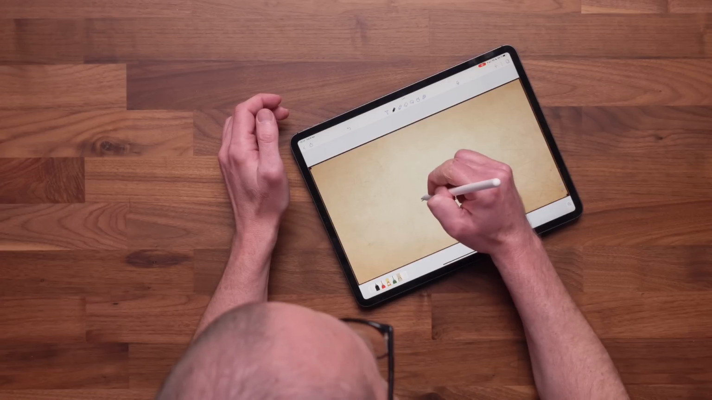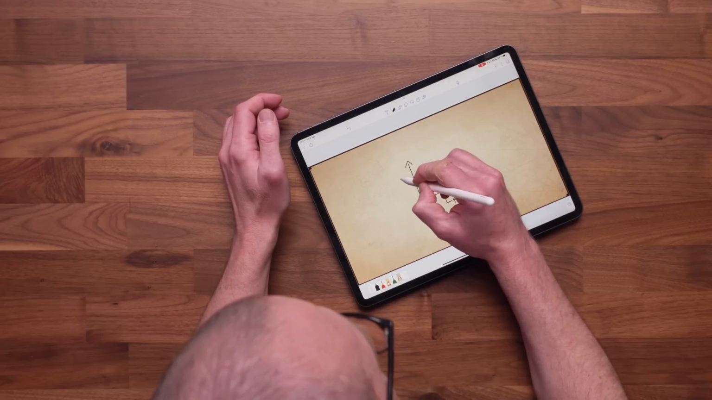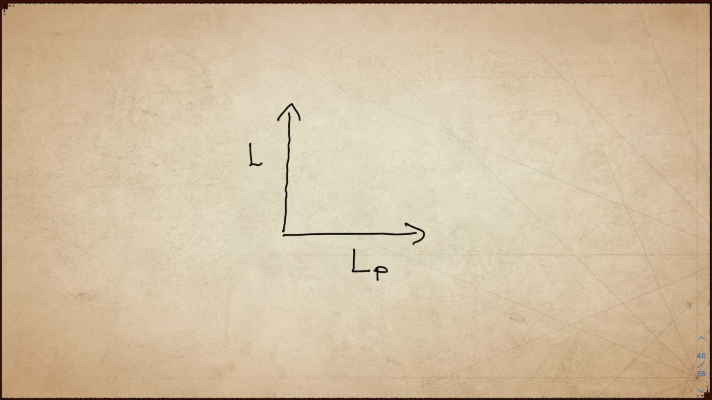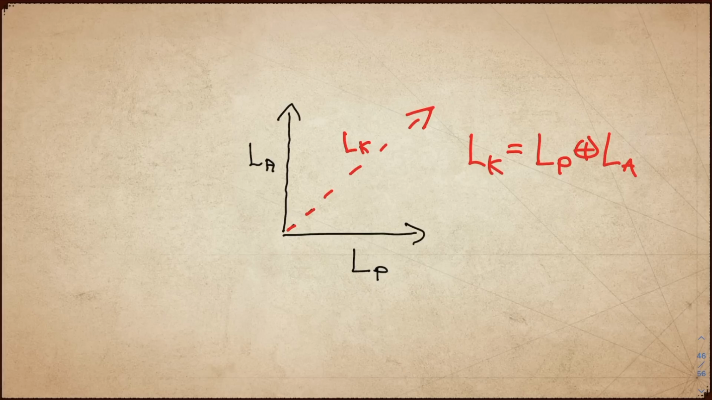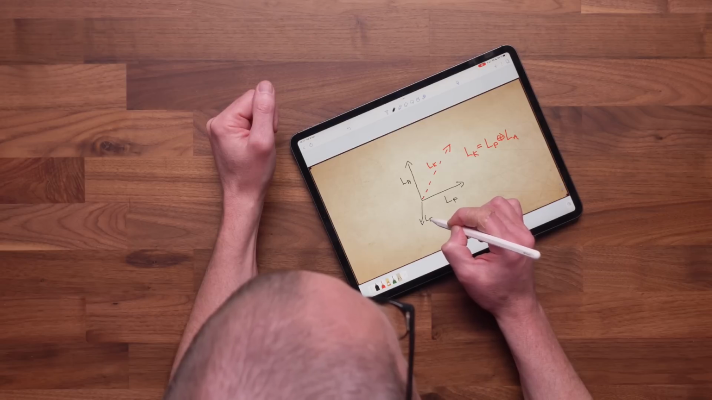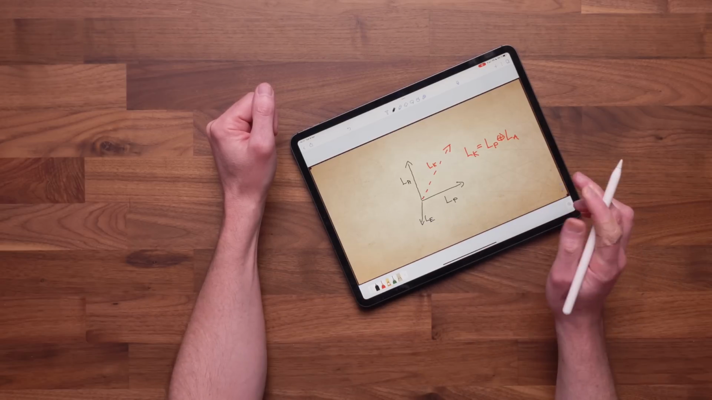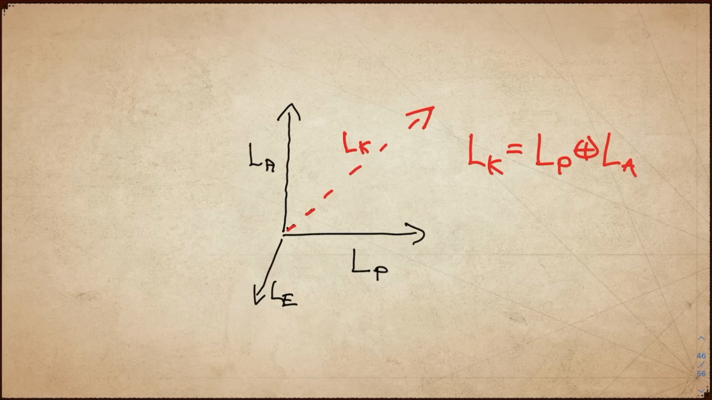We can picture all the primitive L functions as unit vectors in a coordinate system. Non-primitive L functions then appear as other vectors in the same system. For example, K would be P plus A, like this. The L function of E is primitive and would be a third unit vector, not in the same two-dimensional plane, but in the third dimension, so like x, y, and z axis.